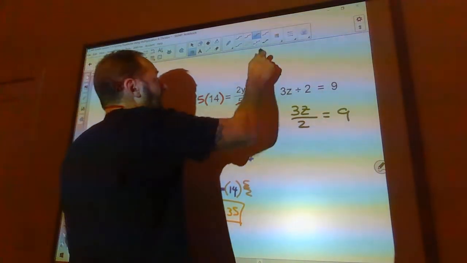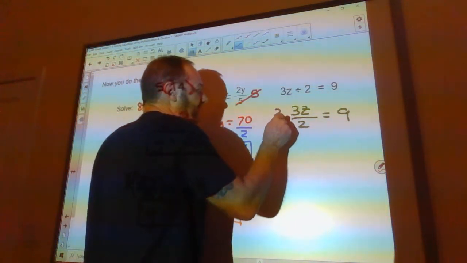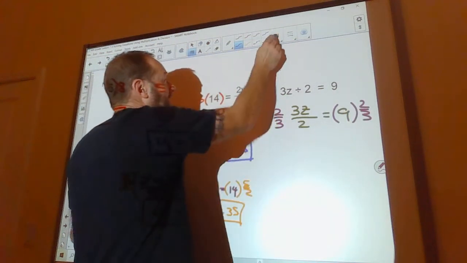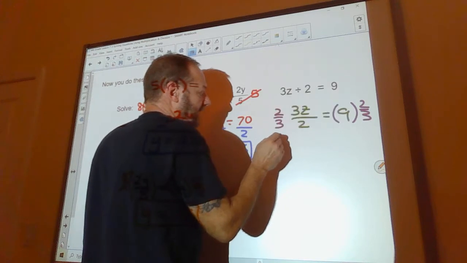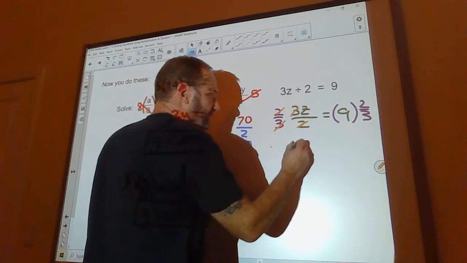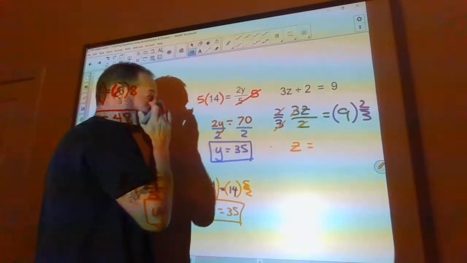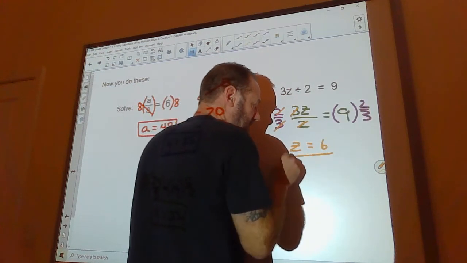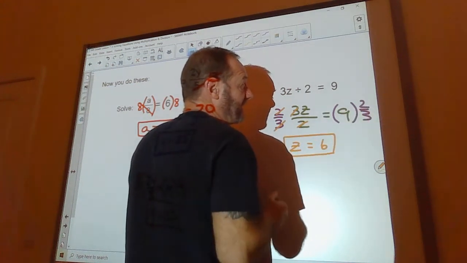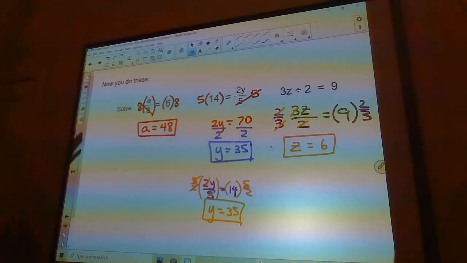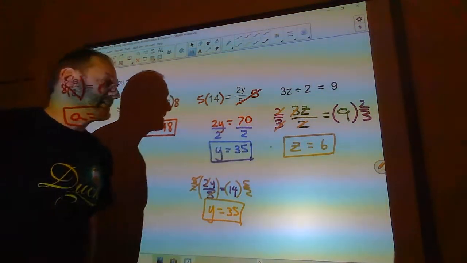Now, if I use the reciprocal property, I would multiply this thing by 2/3 on both sides. And again, I've got a 2 on the top and a 2 on the bottom, so they cancel. A 3 on the bottom, a 3 on the top, so they cancel. I'm left with z. 9 divided by 3 would be 3 times 2 would be 6. Or you can do 9 times 2 is 18, divided by 3 is also 6, whichever way. So hopefully you got 48, 35, and 6.